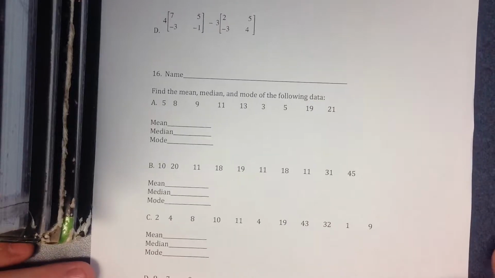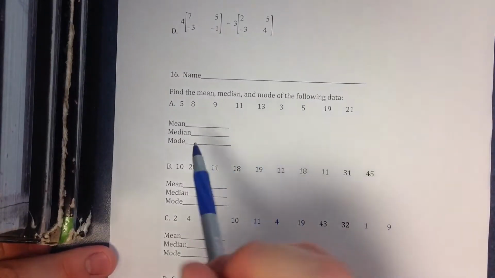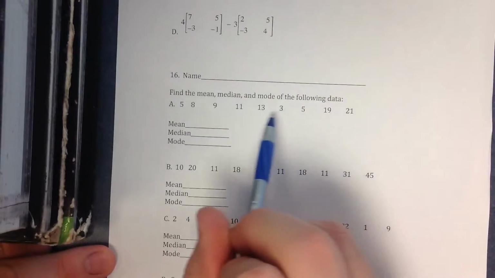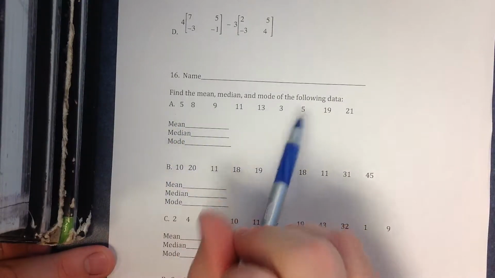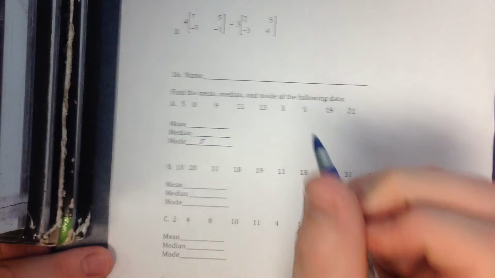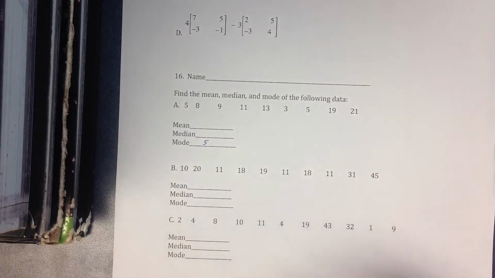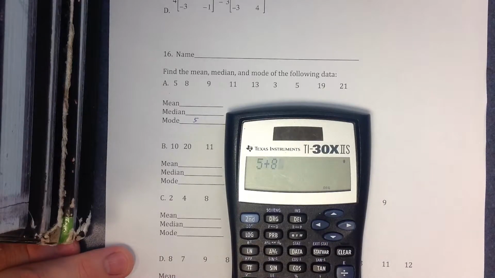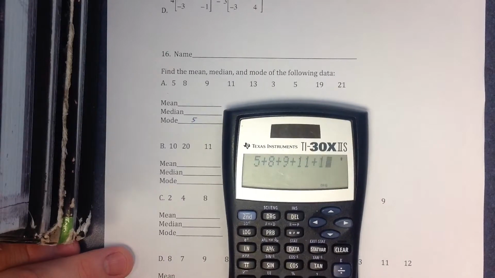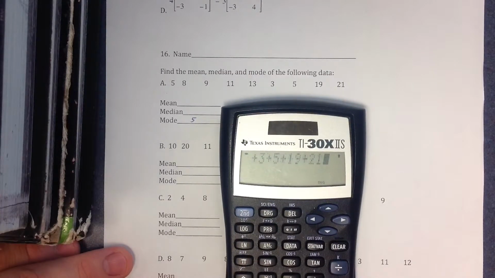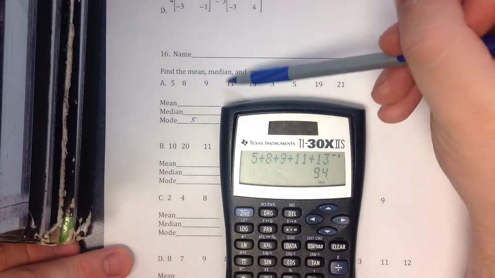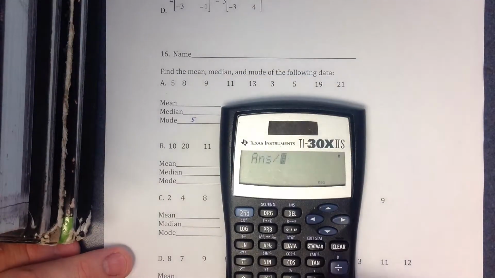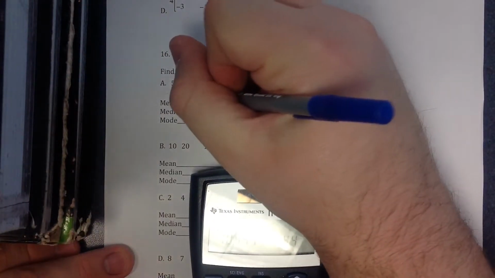16 was on mean, median, and mode. So again, the mode is the one that occurs most often, which if you look at this data, there's 2 5s, so that'd be 5. The mean is where you add them all up and divide by how many there are. So I have 5 plus 8 plus 9 plus 11 plus 13 plus 3 plus 5 plus 19 plus 21. And then there's 1, 2, 3, 4, 5, 6, 7, 8, 9. So it'd be 10.4 is fine.